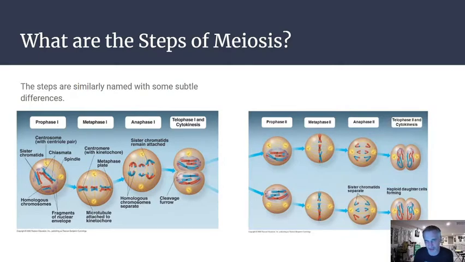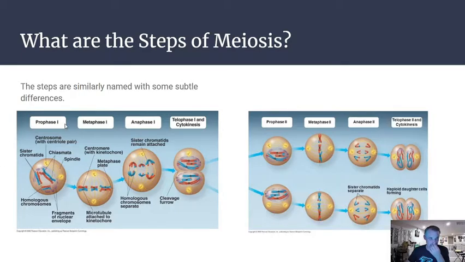Replication only happens once, even though we go through two divisions. That's how we get from 46 chromosomes down to 23 chromosomes in an egg and sperm. Then once the egg and sperm come together, the 23 from the sperm and the 23 from the egg make another 46. So we go from 46 to 23, and then once fertilization occurs and we form a zygote, it goes back to 46.